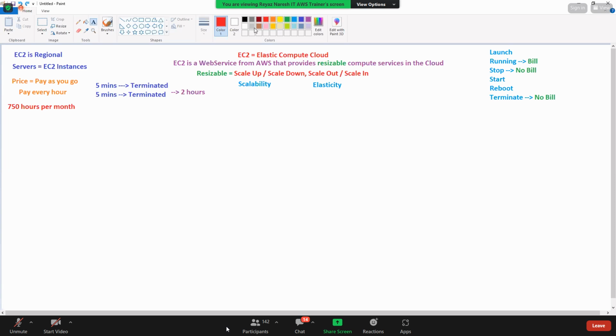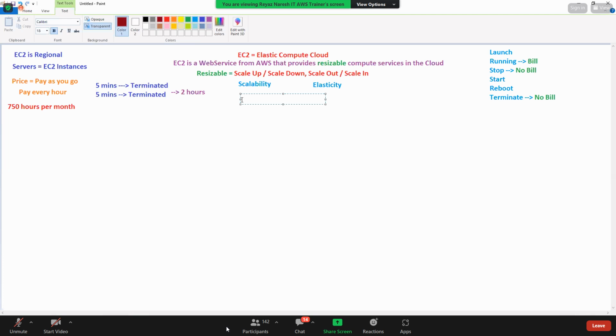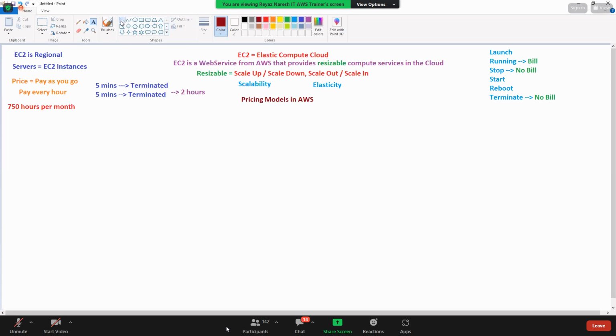Okay, now let's come to the point. AWS has something called pricing models. Let's see what pricing models we have in AWS. As I said, the Pani Puri guy has different types of customers. Similarly in AWS we have different types of customers, and based on that, AWS came up with different pricing models to make the customers very comfortable.